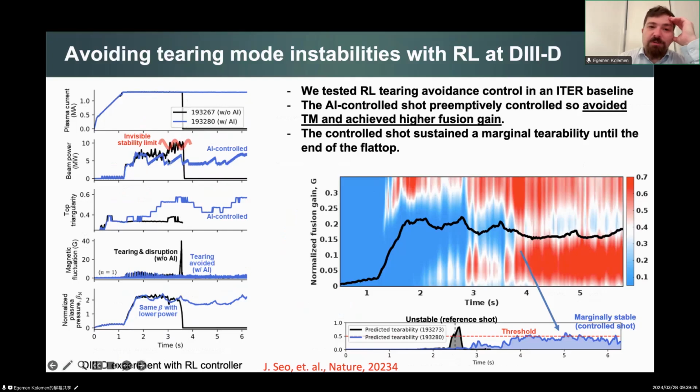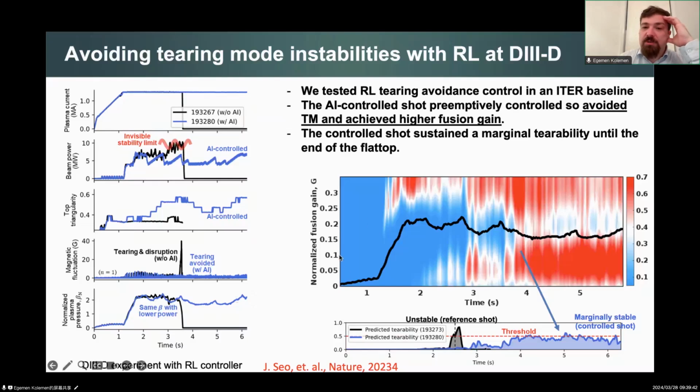In the reinforcement learning control system, this is the controls. This is the magnetic control. This is the beam control. And it's able to avoid this instability, and it's able to achieve the highest possible confinement without any instability.